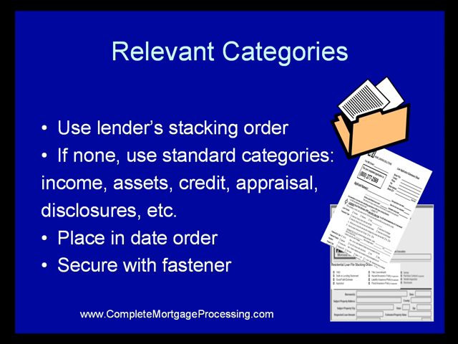Let's talk about other relevant categories. Next, you want to review each document and sort it according to the lender stacking order. You can obtain your lender stacking order online from your lender's website. Otherwise, you can simply use standard categories like application, income, assets, credit, title, appraisal, disclosures. You'll want to place your documents within each category in date order with the most current information on top.